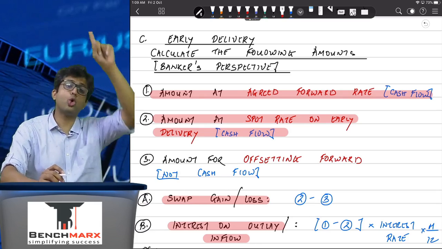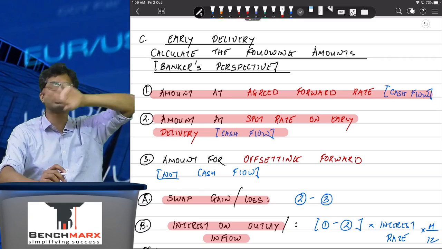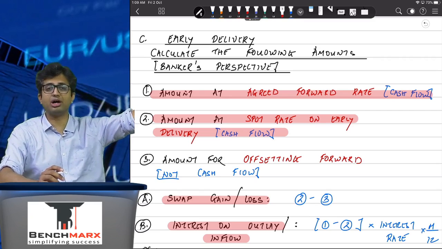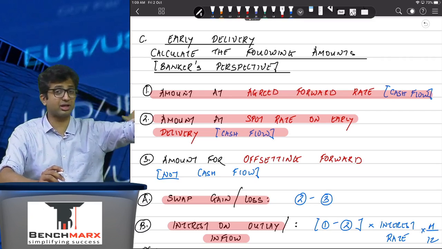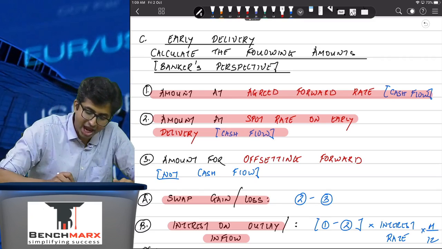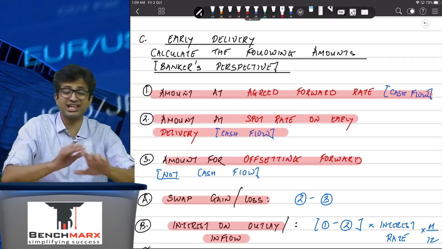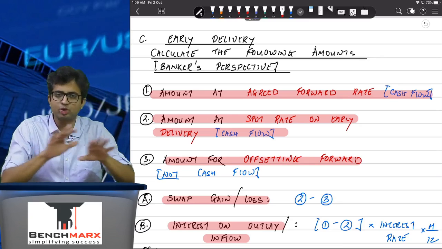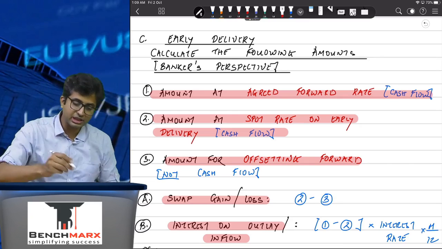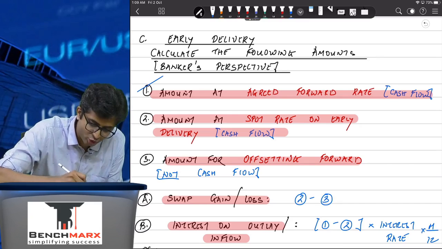And third, for the original contract, you must have entered into a forward in the interbank market. You will have to cancel that forward, and hence the amount for offsetting the forward, there will be no cash flow sitting today for that. So these are the three ingredients which I would suggest you to do.